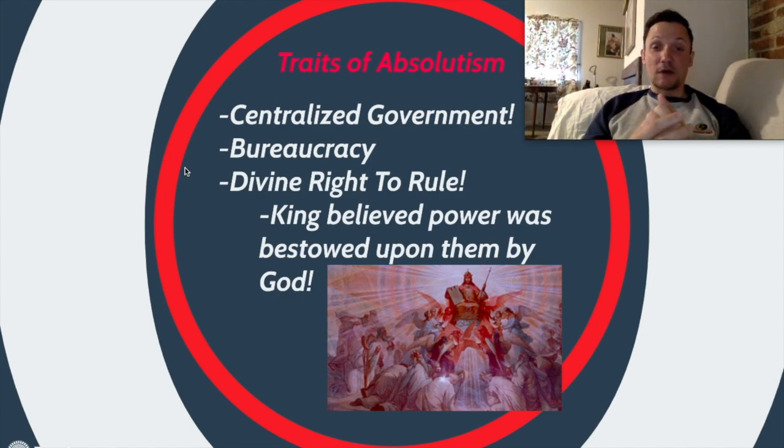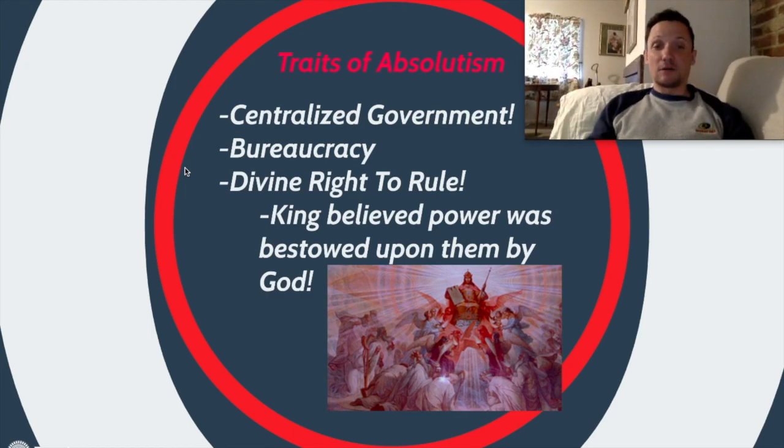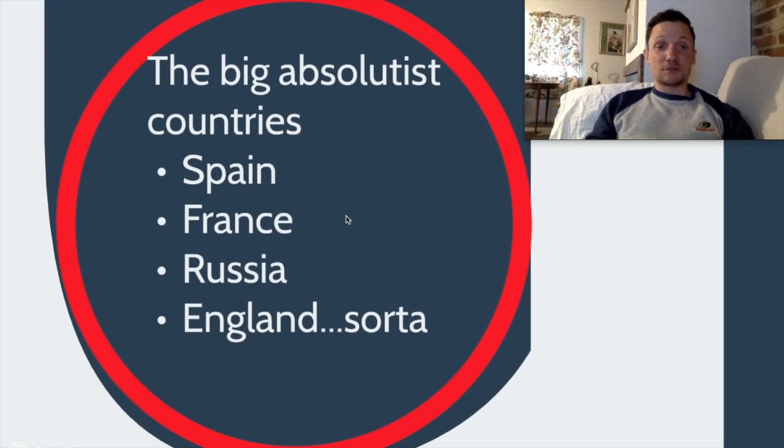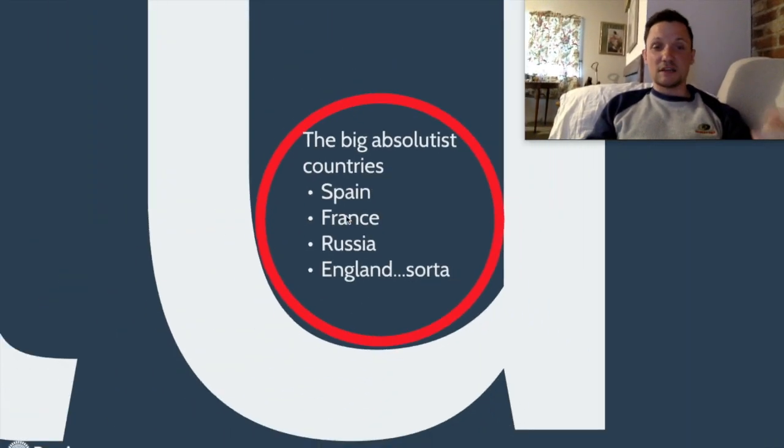Kings believe that the power was bestowed upon them by God. The people believed it. The church even probably believed it, right? So divine right to rule, the idea that God chose them as rulers. It's a very ancient thing when you think about it. But like I said, the big absolutist countries that we got to talk about are Spain, France, Russia, and England, sort of. Now anyway, but let's get into Spain first.